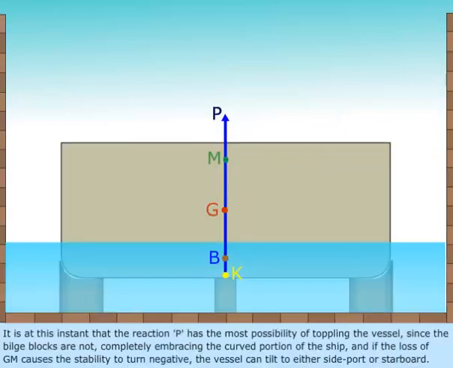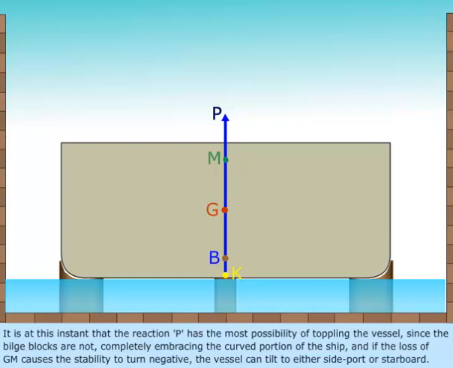It is at this instant that the reaction P has the most possibility of toppling the vessel, since the bilge blocks are not completely embracing the curved portion of the ship, and if the loss of GM causes the stability to turn negative, the vessel can tilt to either side, port or starboard.